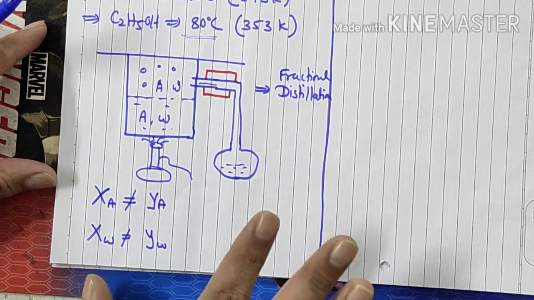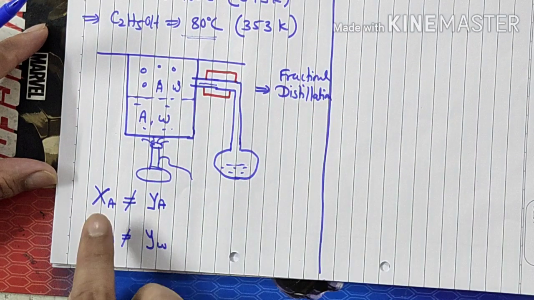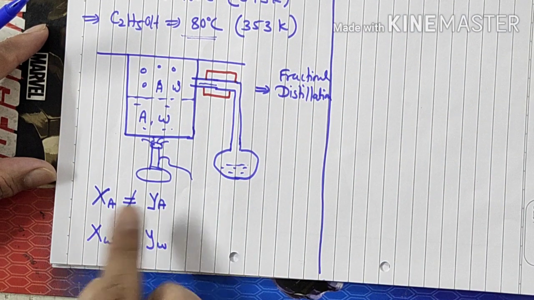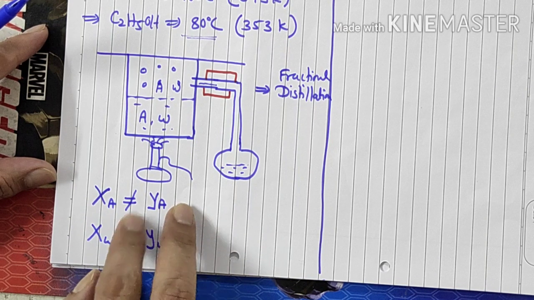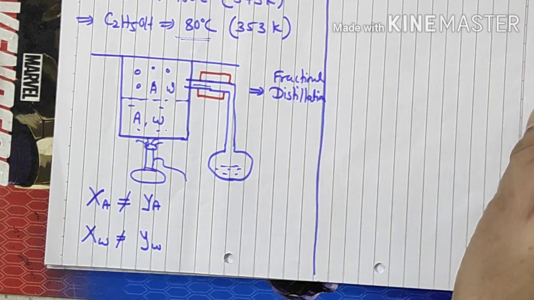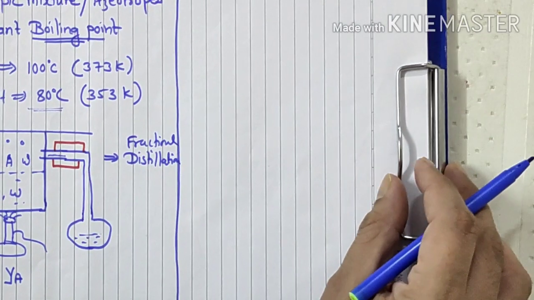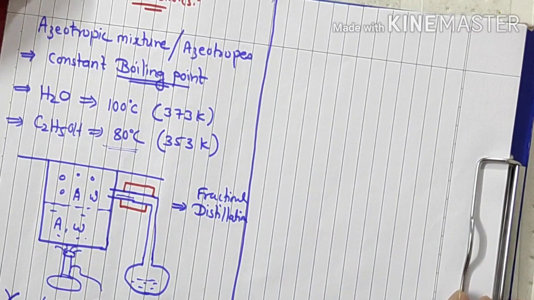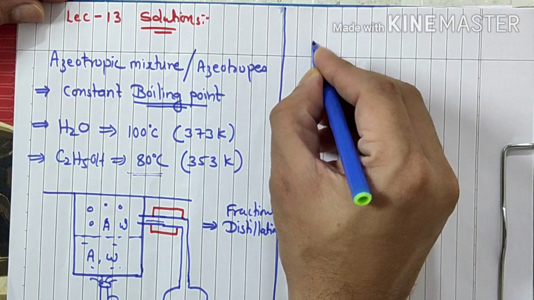Understood, student? Right? For time being, we are studying about fractional distillation. Fractional distillation में mole fraction vapor phase में और liquid phase में are not same. Understand this, right? Clear? Now, we'll understand what is azeotropic mixture or azeotropic solution. Okay.